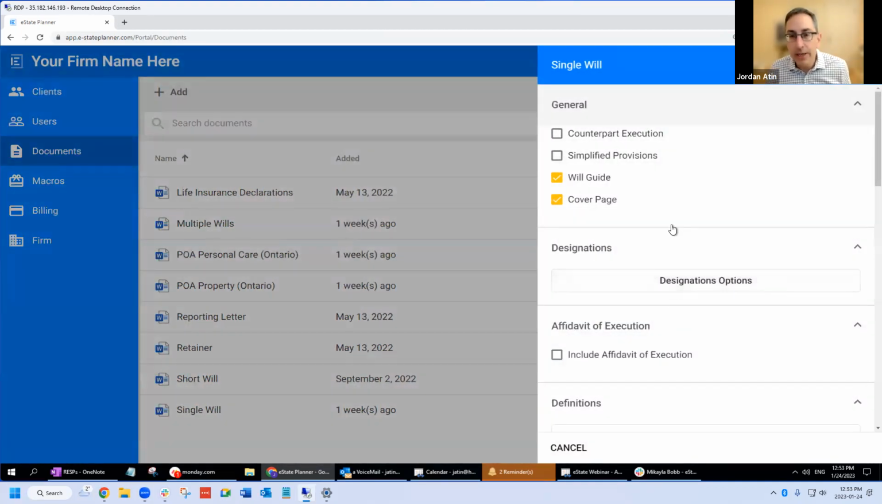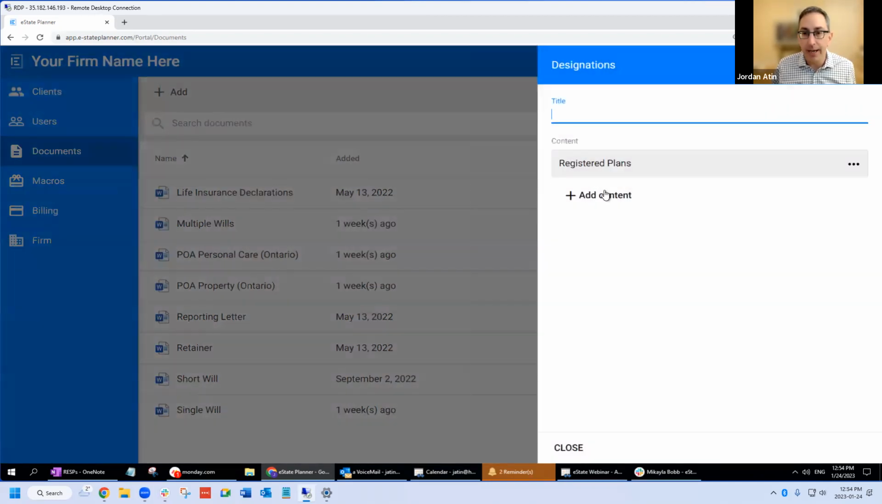So we used to, and you'll see this now if you've gone in, you used to have an option here for designation of RSPs if you wanted to include an RSP designation in your will. We've moved that because now we offer more options. So now you'll see here, and again, anytime you create a will or you go into your documents tab to customize a document, we've got the designation options. And I'm just going to click on that to open that up.